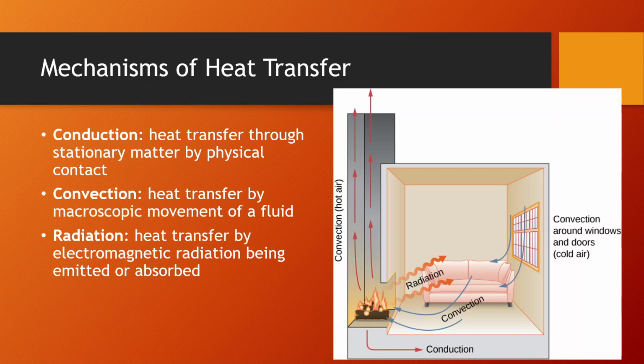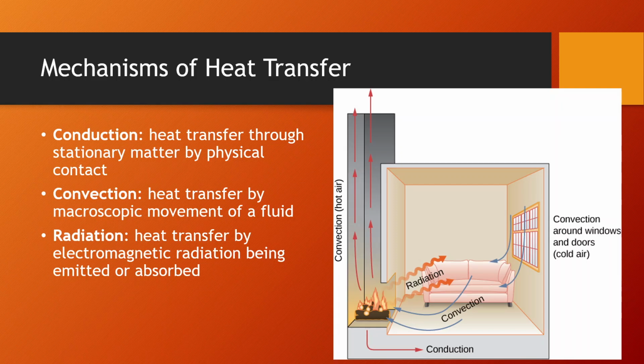Let's continue our discussion of heat transfer by now talking about the mechanisms of heat transfer. These are three different mechanisms: conduction, radiation, and convection. Conduction is the heat transfer through stationary matter by physical contact. That is what we were talking about in the very beginning when we were talking about equilibrium. We were talking about two objects in thermal equilibrium. They were in contact with each other, not moving, and that was by conduction.